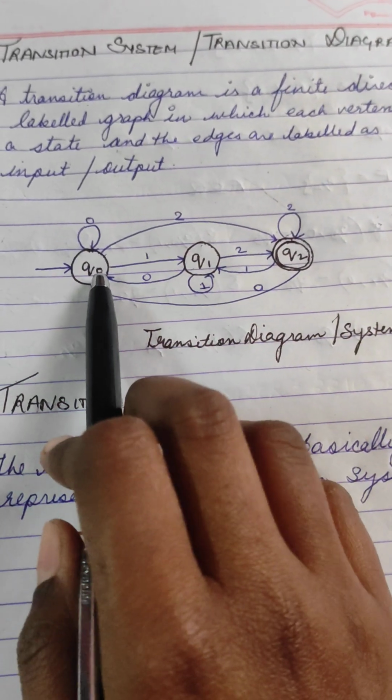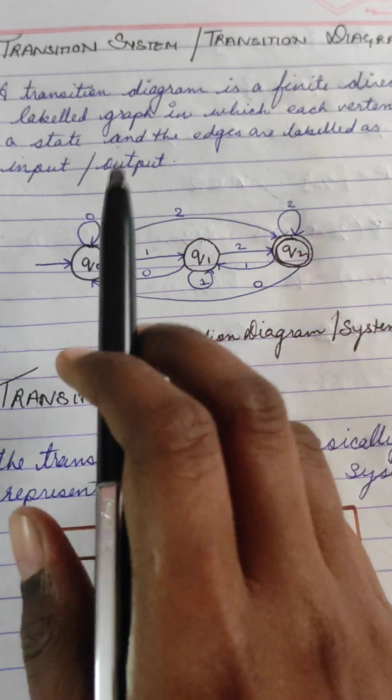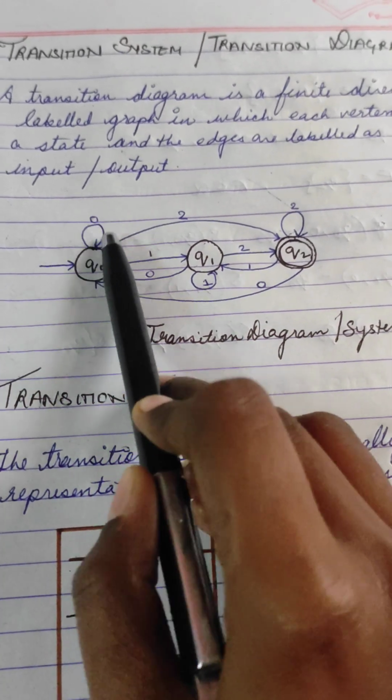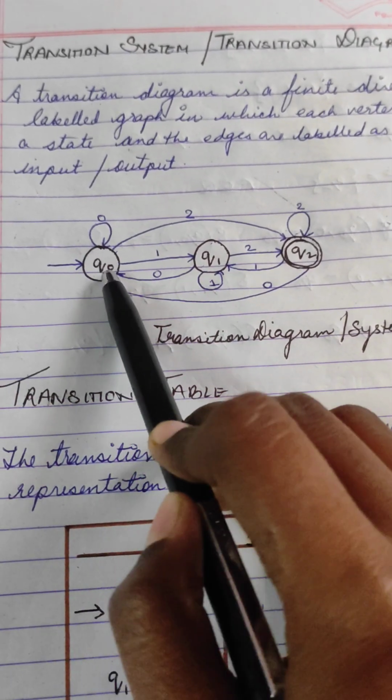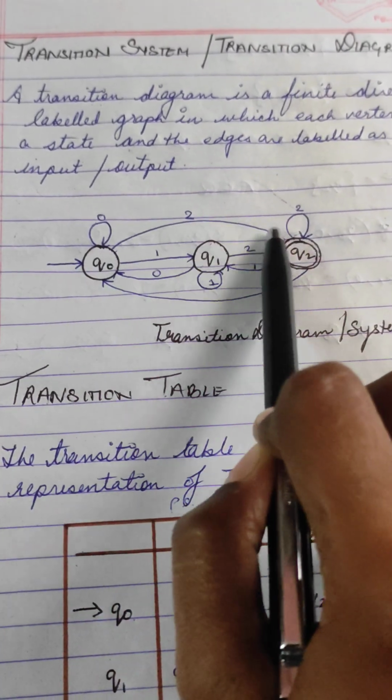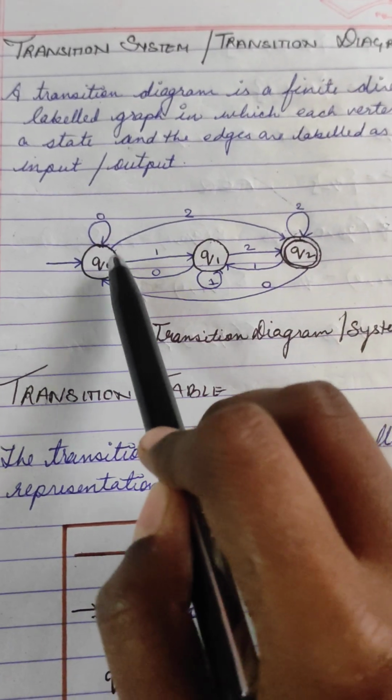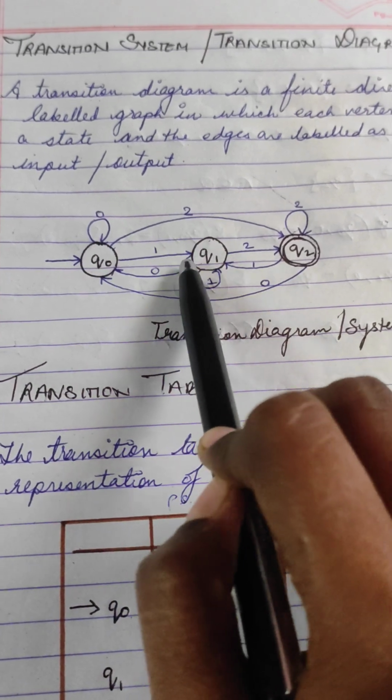Now coming to Q naught, representing the ground floor. If we press 0, the lift would remain on the ground floor. If I press 2, the lift would go to the second floor. If I press 1, the lift would go to the first floor.